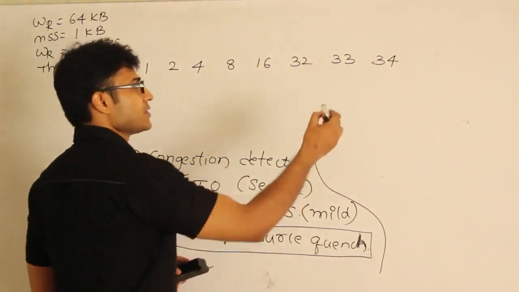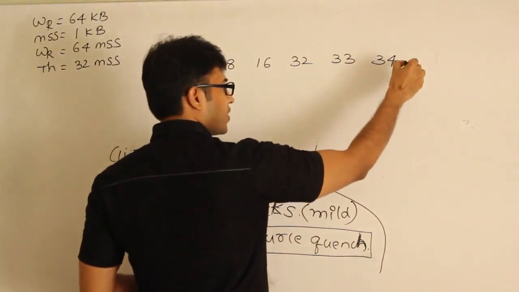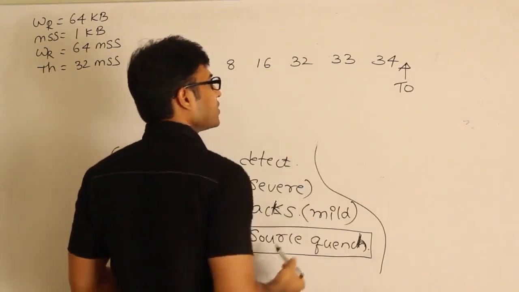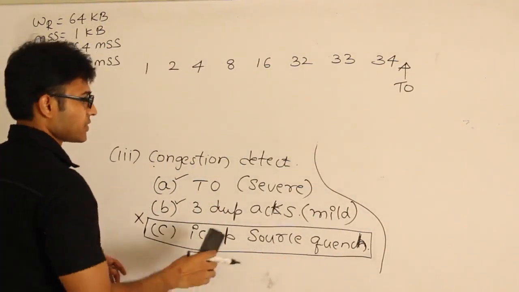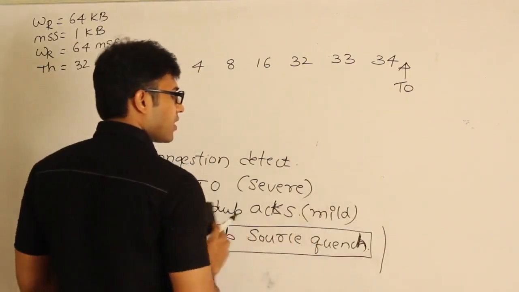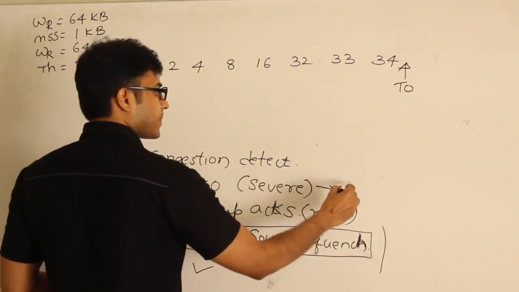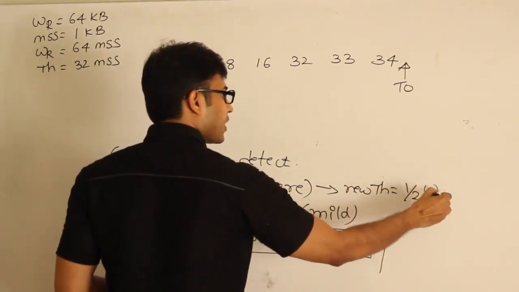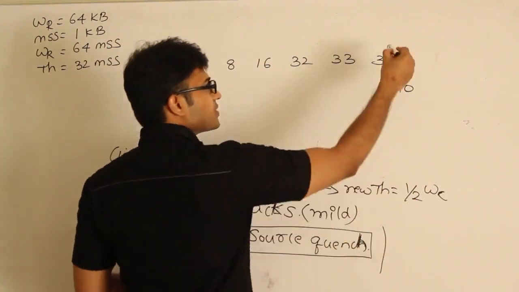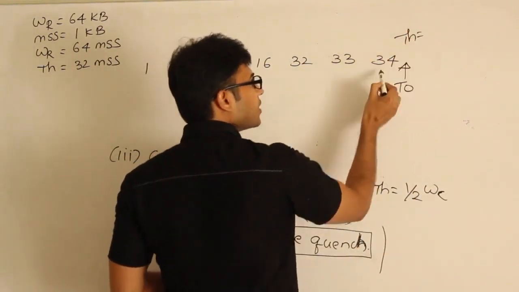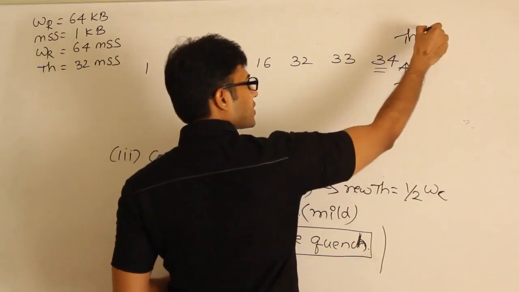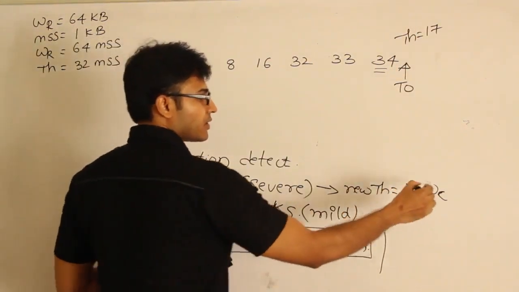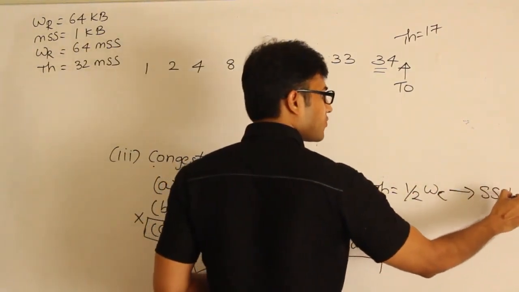Let us say after sending 34 packets, one segment is lost, and after that all the segments are lost. Therefore I got a timeout. So whenever you get a timeout, what happens is this: the new threshold is equal to half of the current congestion window size, which means at this point the new threshold will be half of whatever your current window size is, which is 17. So the new threshold is like that, and then the algorithm enters slow start phase.